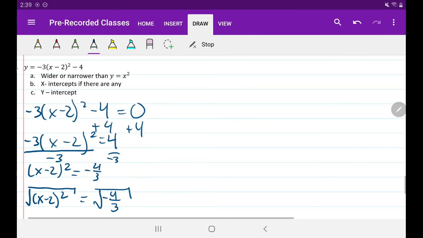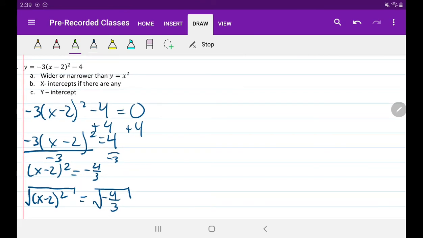All right, so we'll go ahead and answer the other questions. So for part A, we want to know if we're wider or narrower than y equals x squared. Well, remember, we look at our a term, which is sitting in front of the vertex form. That's negative 3. So in this case, we will be narrower than y equals x squared. And I got it from that number, negative 3. For part B, we want to know if there are any x-intercepts, and we can say none.